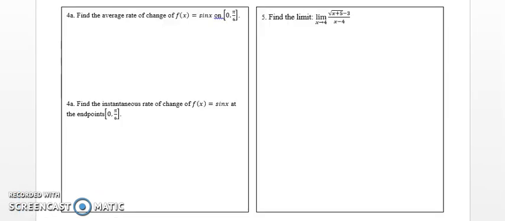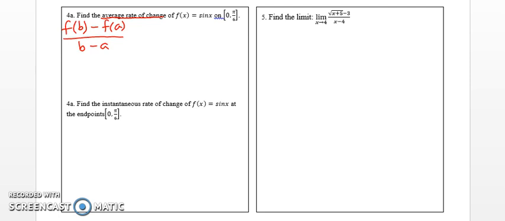Alright, moving on to problem number 4. Find the average rate of change of f of x equals sine x on the interval from 0 to pi over 6. So average rate of change should lead you to the slope formula.